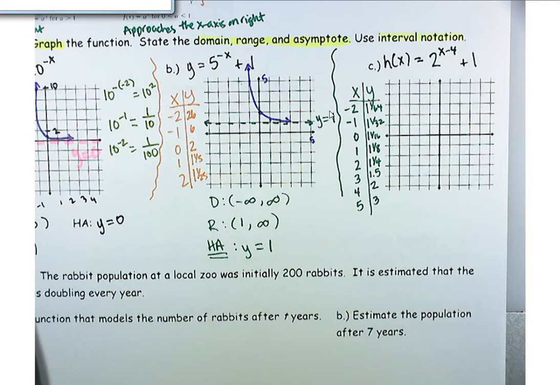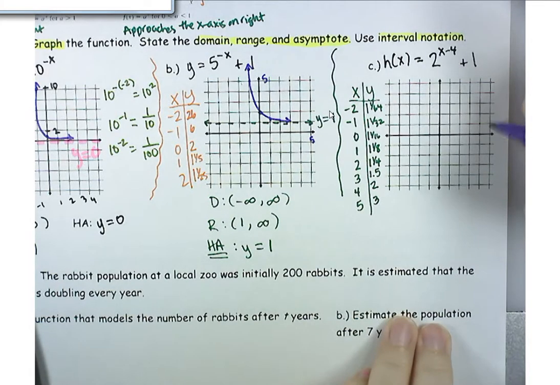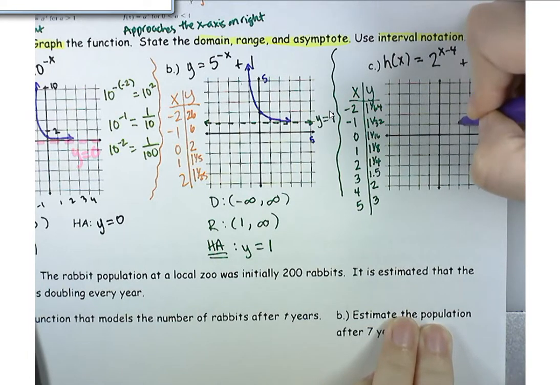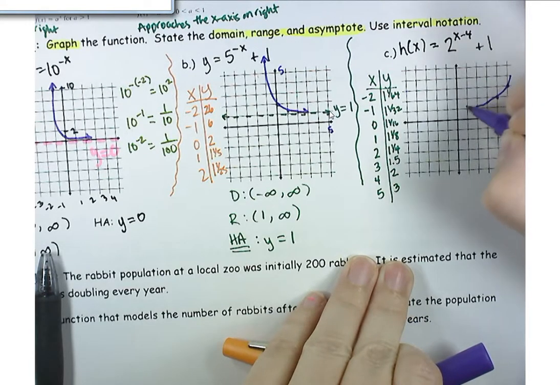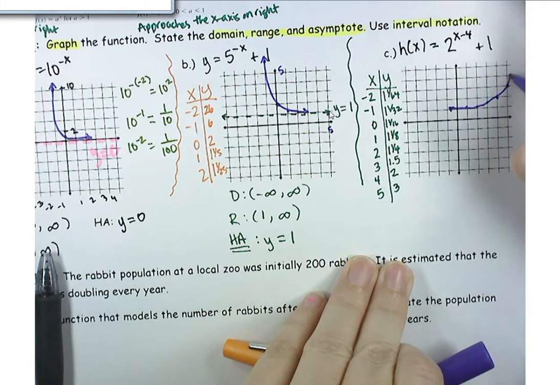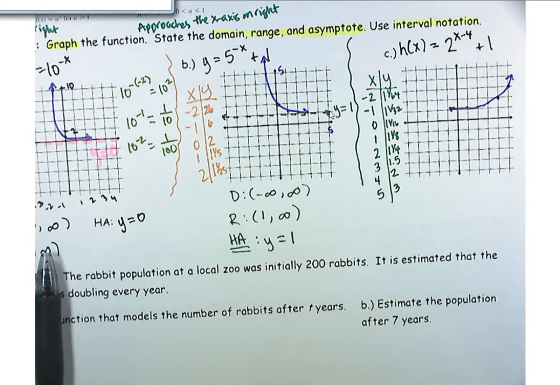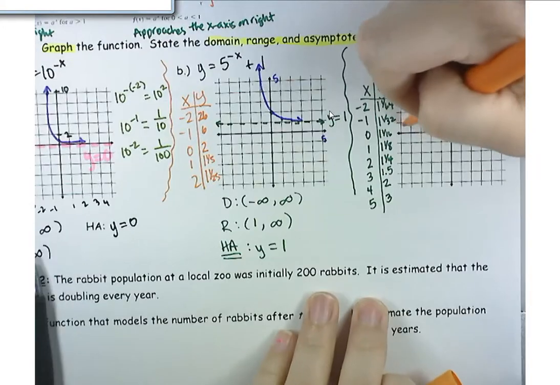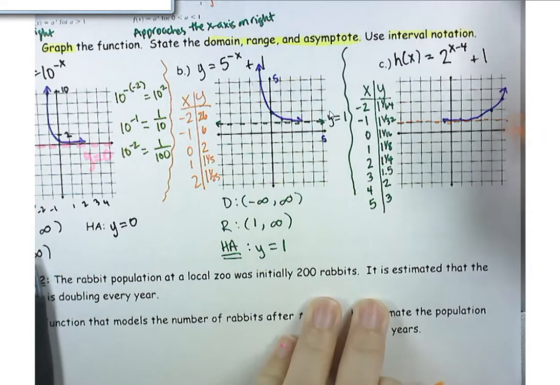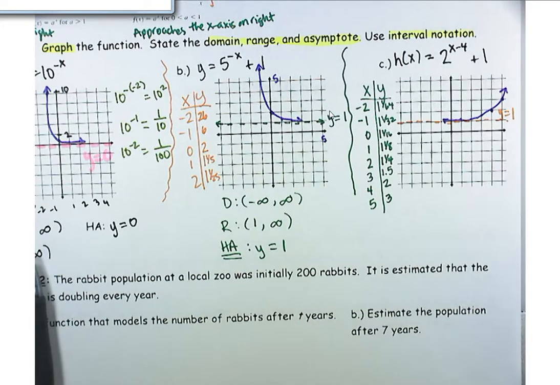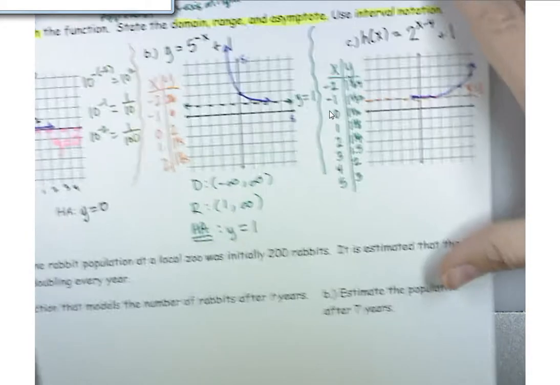Okay, so then at 5, I'm at 1, 2, 3. At 4, I'm at 2. At 3, I'm at 1.5. And then from there, it looks like I'm getting closer and closer to what value? Yeah, I'm getting closer and closer to 1. Okay, so I'm going to put my horizontal asymptote in there.